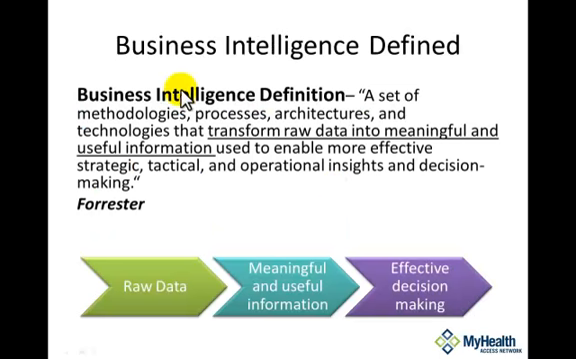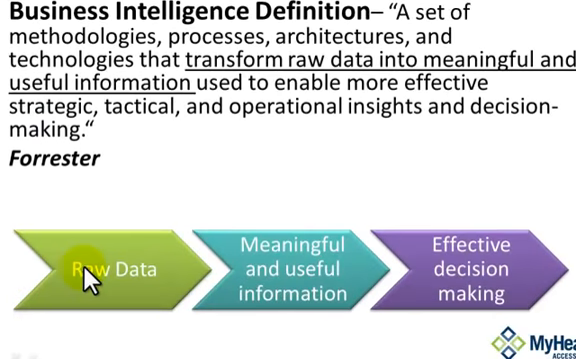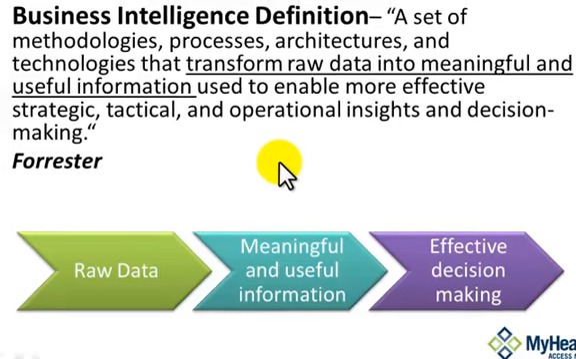So here's a long definition of business intelligence. I'll read it to you real quick. A set of methodologies, processes, architectures, and technologies that transform raw data into meaningful and useful information used to enable more effective strategic, tactical, and operational insights and decision making. The most important part of that definition is underlined here. Transform raw data into meaningful and useful information. So you see here we have that diagrammed out. Take raw data, transform it to meaningful and useful information to facilitate effective decision making. That's our goal with the community analytics platform.